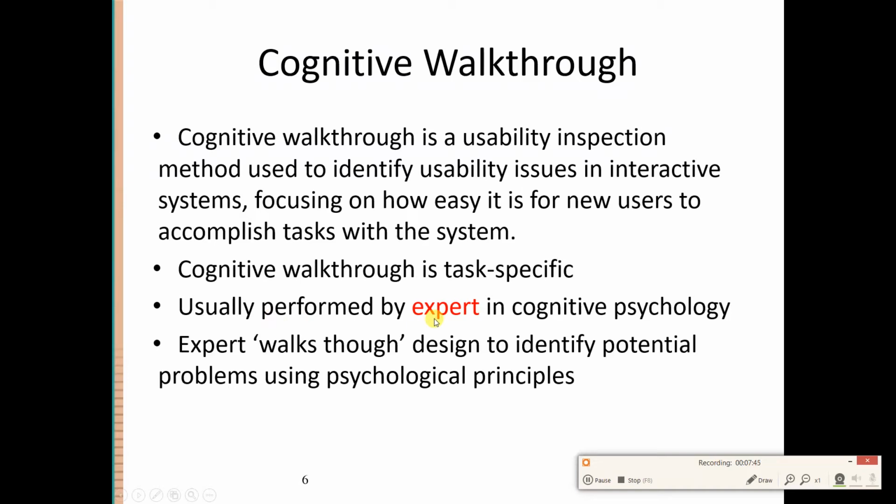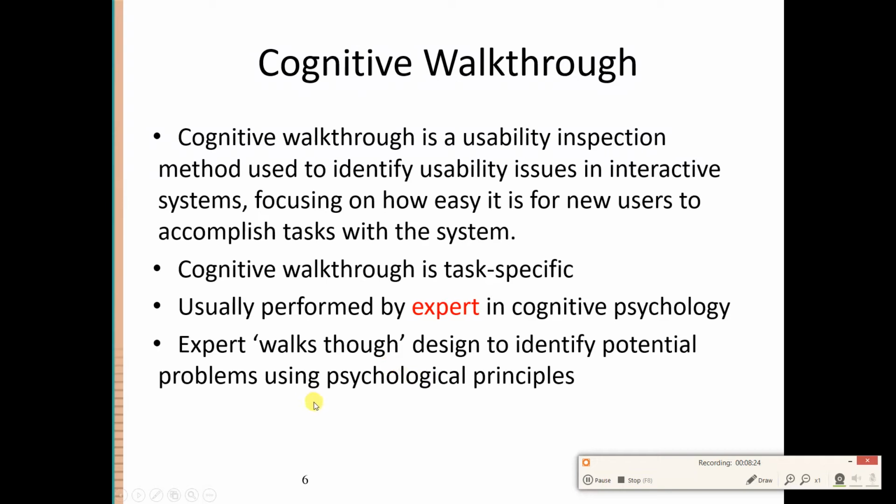As we have mentioned, these are evaluation techniques performed without user participation. So it is usually performed by an expert in cognitive psychology. Cognitive processes are those processes by which we learn something. For example, we use our senses, we solve some problems, and we try to understand some system. So our cognitive skills, our learning, our brain, and our senses are used in the cognitive process. The expert walks through the design to identify potential problems using psychological principles.